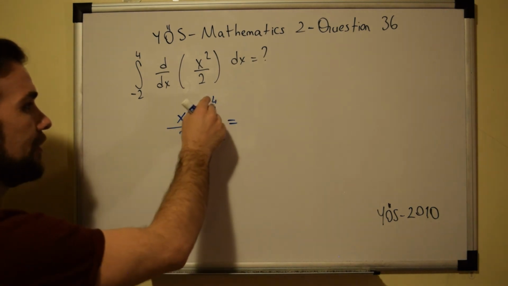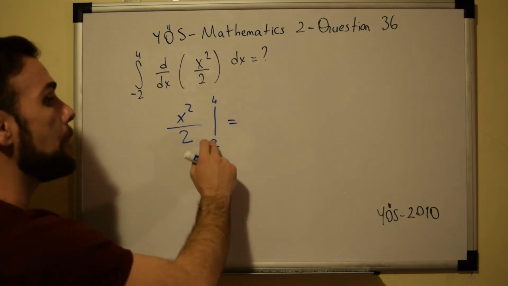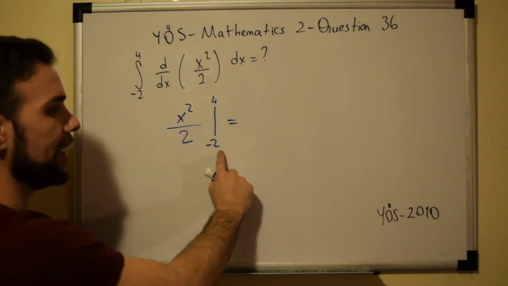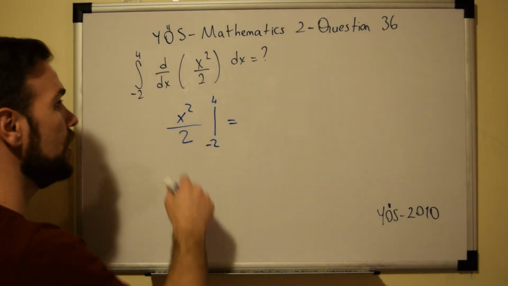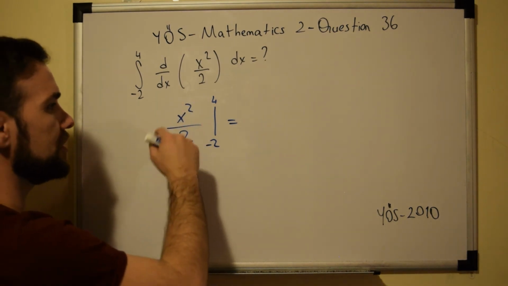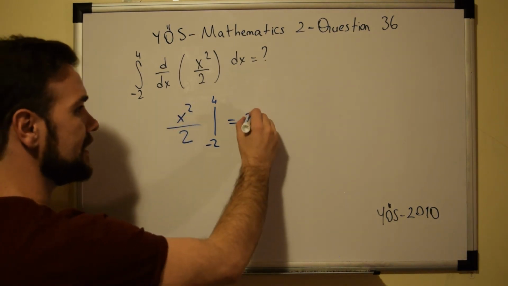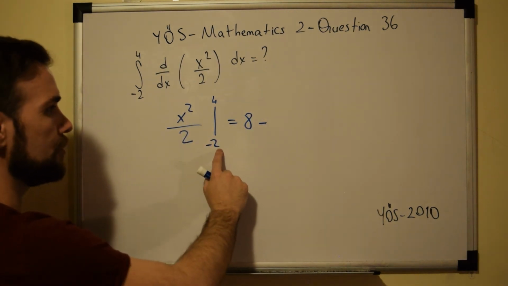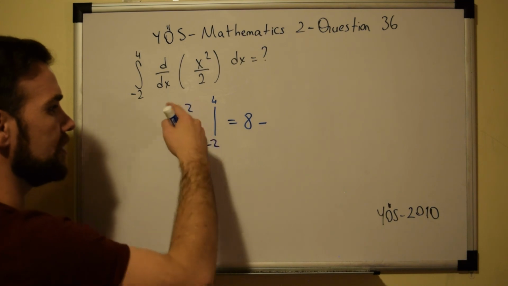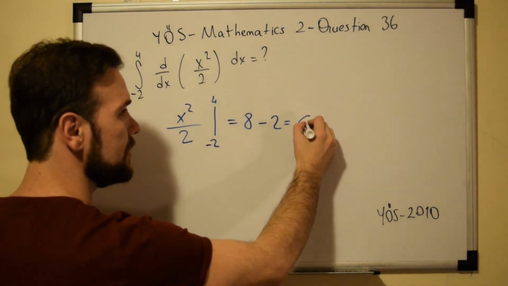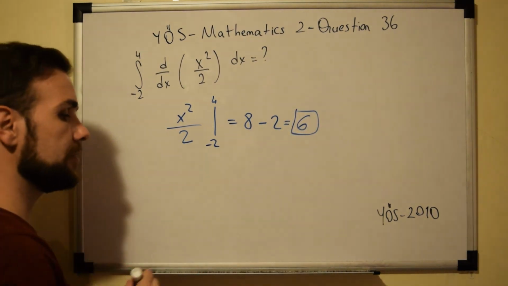Why? Because we give x the value of 4, minus we do this expression when we give x the value of -2. So if we give x the value of 4, what do we have here? We have 4 to the power of 2, which is 16. 16 over 2 is 8, minus. Now if we give x the value of -2, we have -2 to the power of 2, which is equal to 4. 4 over 2 is 2. So 8 minus 2 is equal to 6, which is the right answer for this question.